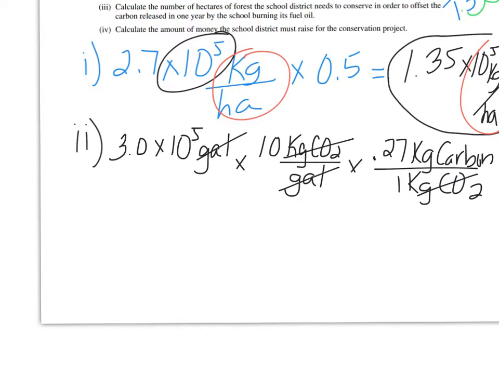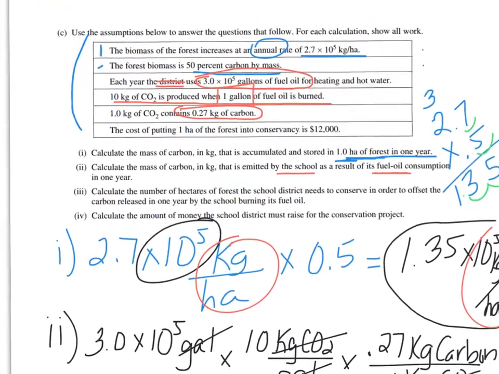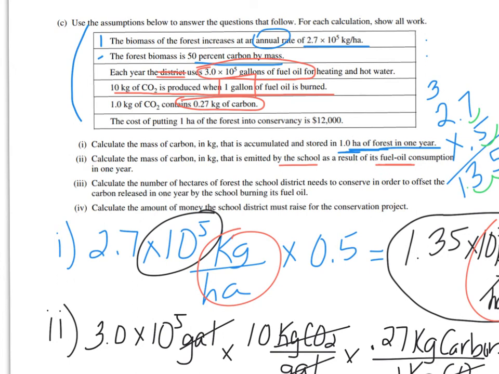So one of the things that you need to make sure when you're looking up here is that when it says for or contains or whatever, you can think of it as per. So 1.0 kilograms of CO2 per 0.27 kilograms of carbon. And when you have a per, you can draw a line and put one number at the top and one number at the bottom. And actually, whichever one you want at the top or at the bottom. Whichever one you need, not whichever one you want, whichever one you need in the problem.